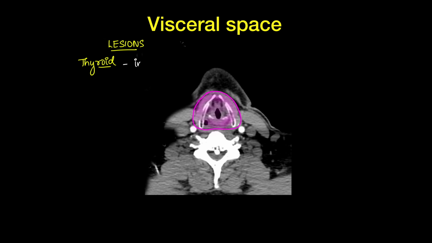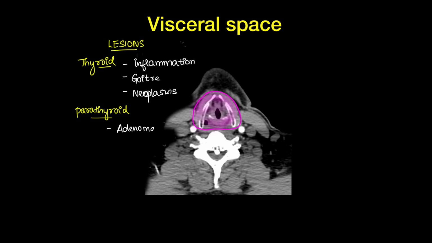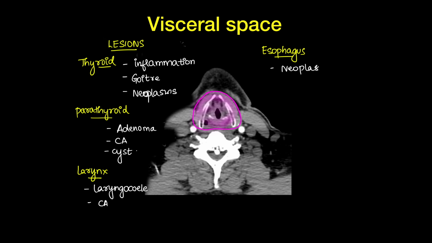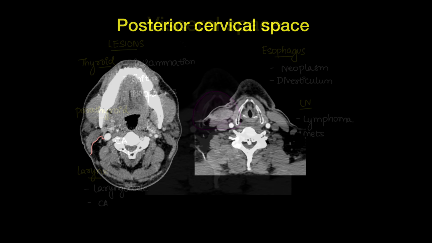So the lesions which are related to this space or originating from this space are, from thyroid we can have thyroid inflammation like thyroiditis, goiter, neoplasms of thyroid. From parathyroid origin we can have adenomas, carcinomas, cysts. From larynx we can have laryngoceles, carcinomas. With cervical esophagus we can have neoplasms and diverticula. With lymph nodes we can have tumors like lymphoma or metastasis from other places.